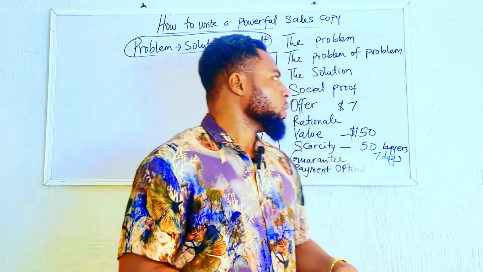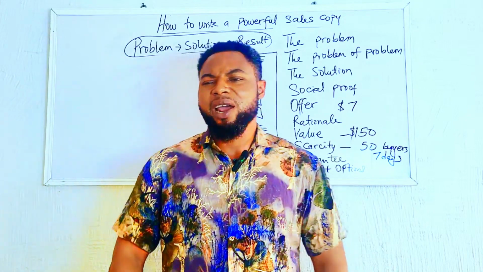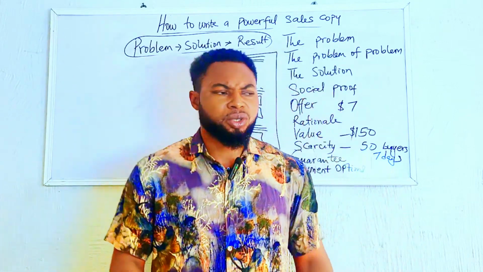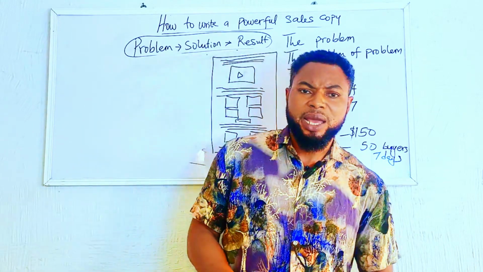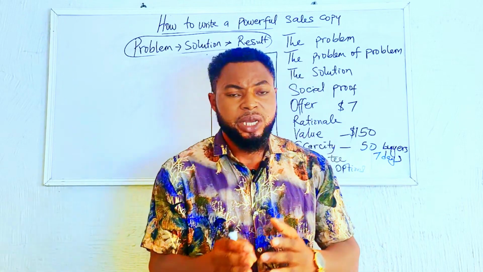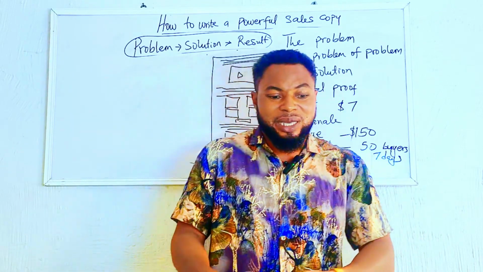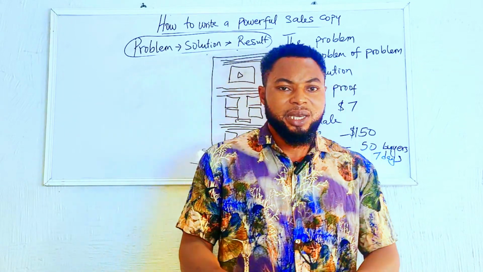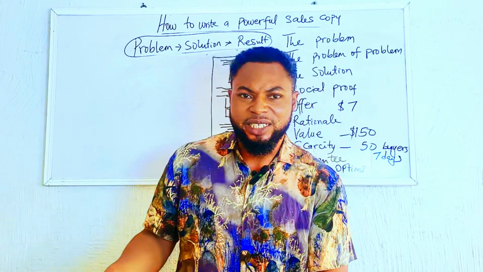So after you've magnified the problem, they are angry. Oh, I shouldn't be doing this, I should be doing this. Okay, I'll give you another example. A man suddenly loses his job and he goes broke. The problem is that he's broke. But the problem of the problem is that he can't take care of his family. His wife begins to cheat on him. His girlfriend finds a sugar daddy.